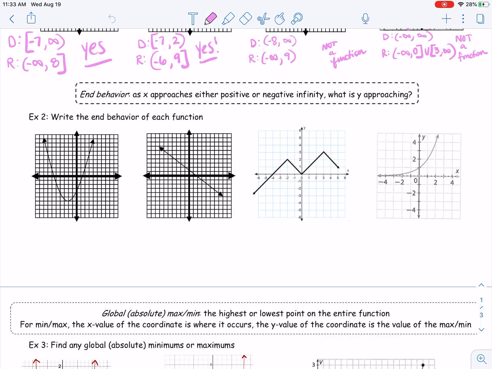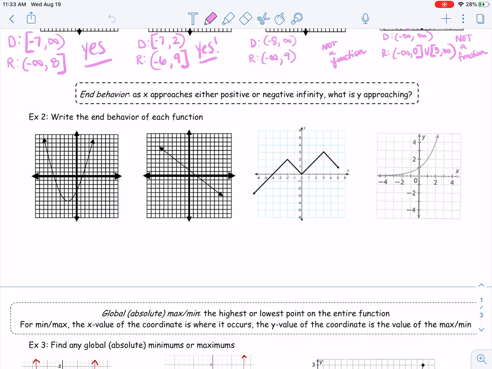Right, guys, so we are going to continue our 1.1 notes and we're going to pick up on end behavior. So it says here, end behavior is, as your x values approach either the positive or the negative infinity, what are those y values approaching? And that's exactly how we're going to write it.